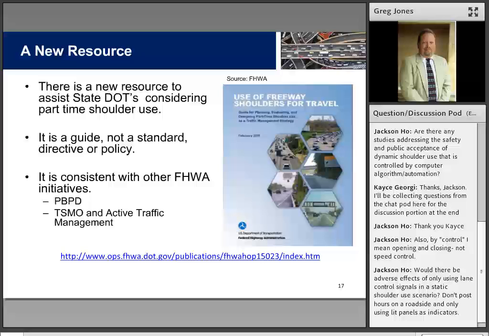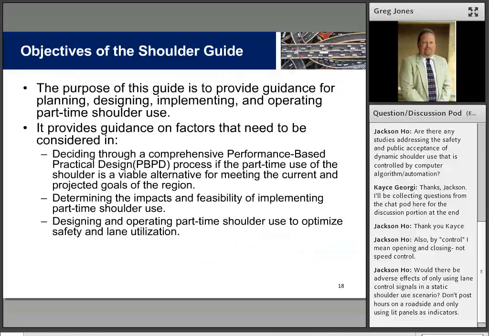So in 2016, a couple years ago, Federal Highways produced a guidance document, the use of freeway shoulders for travel. Again, it's a guidance document. It wasn't a standard directive or policy. But this document is consistent with a number of initiatives within Federal Highways: performance-based practical design, transportation systems management and operations, and active traffic management.